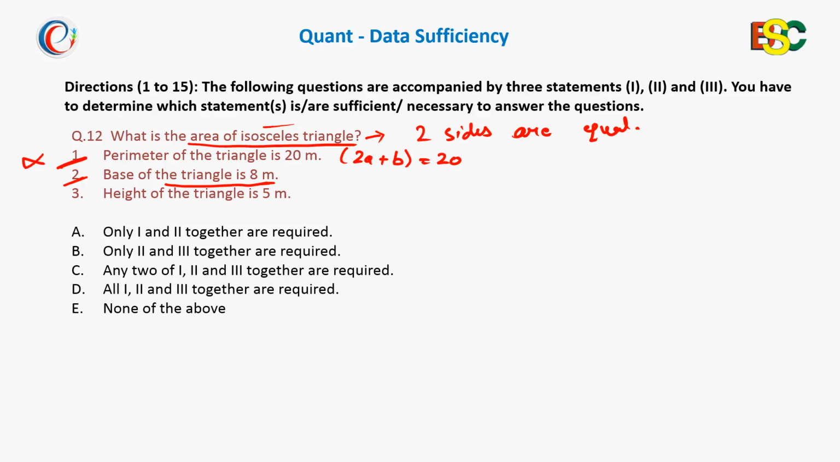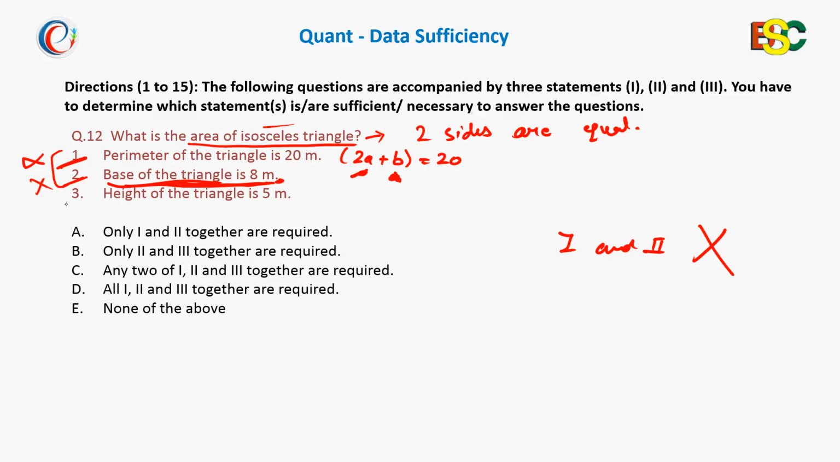But statements 1 and 2 are not sufficient to answer the question, as we do not know whether this base is a or b, as a base can be the side which is equal to the other side. So we are not confirmed that the base is the value of a or b, so we cannot take it and find the area from these two statements using Heron's formula.